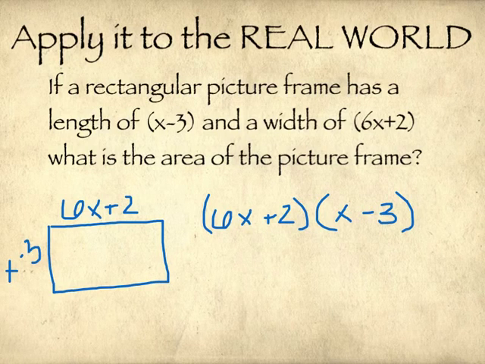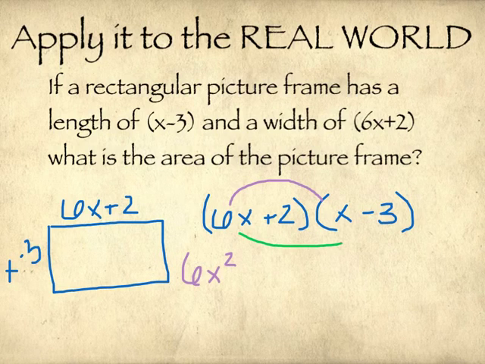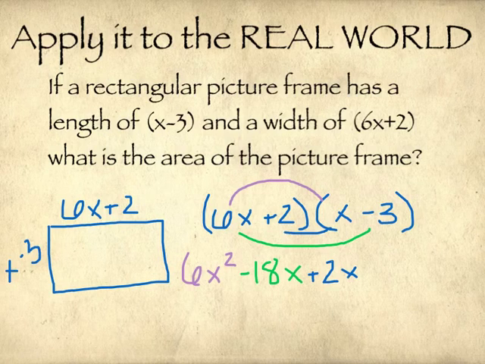I'm going to use the FOIL method to solve this problem. First term, 6x times x is 6x squared. O stands for outer term. 6x times negative 3 is negative 18x. I stands for inner. 2 times x is positive 2x. And L stands for last. 2 times negative 3 is negative 6.